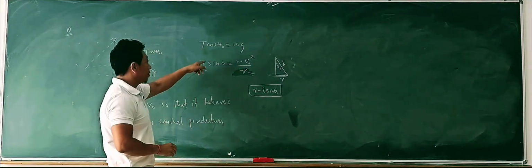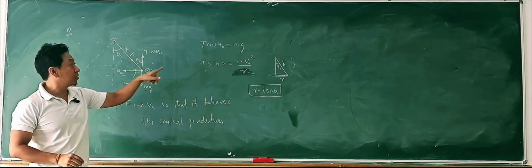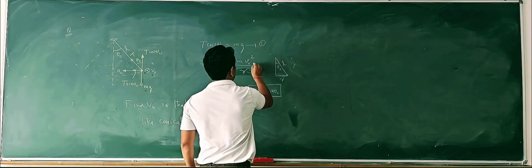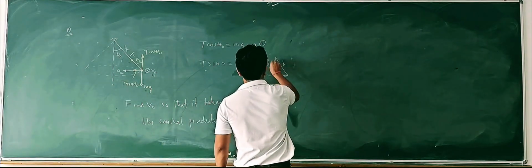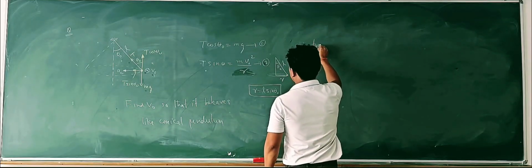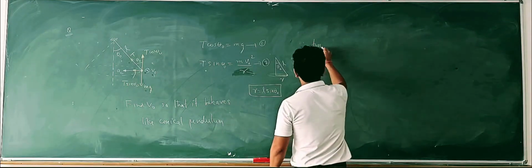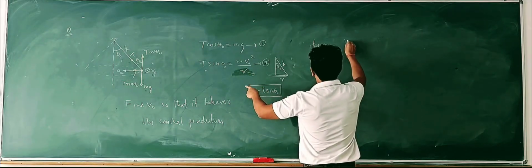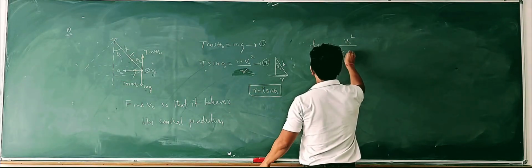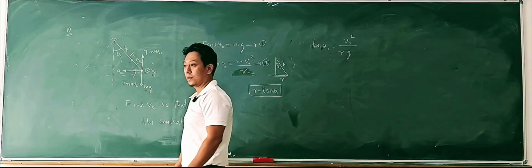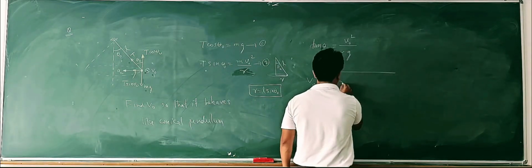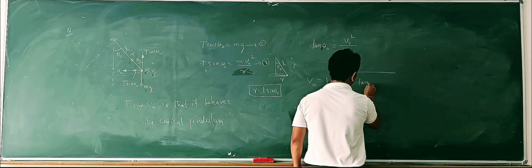So how to find V naught? What is the unknown here? T is unknown, theta naught was given. So let us divide these two. What will you get? Tan theta naught. Tan theta naught will be what? V naught square by Rg. So what will be V naught? Under root Rg tan theta naught.